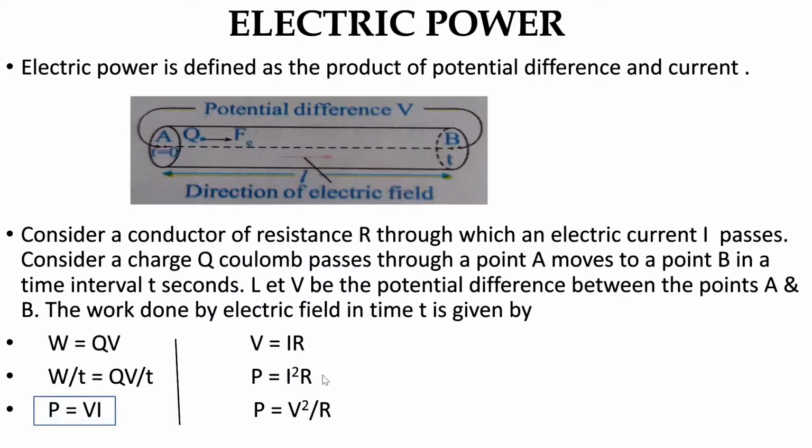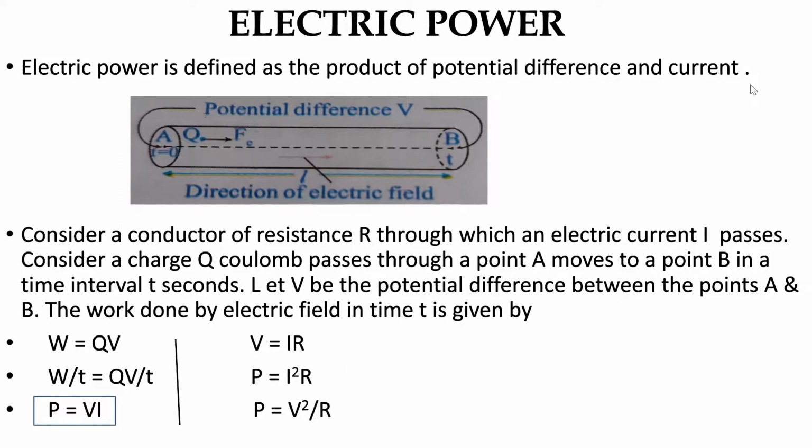Or if we substitute in place of I, what are we substituting? V by R. Now, V by R in place of I, but here in place of I square, we'll be substituting V square by R square. So that square and this R get cancelled and we are left with V square by R.